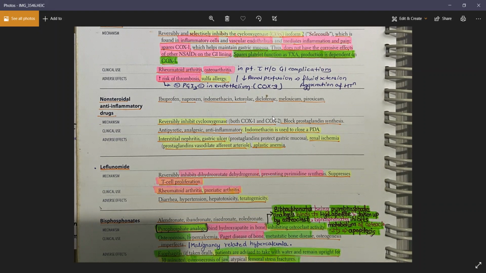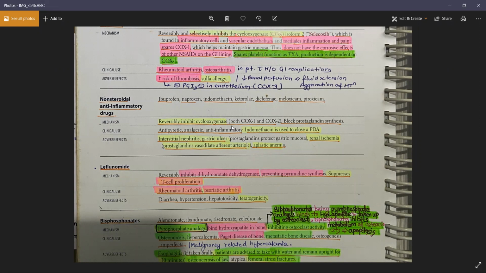And as a result, it will block the prostaglandin synthesis, the prostacyclin synthesis, and the thromboxane synthesis. You can use these agents as the antipyretic agent, as the analgesic agent, and as the anti-inflammatory agent, but not the antiplatelet agent. Why? Because they are reversible. Exactly, because they are reversible, they are not irreversible.